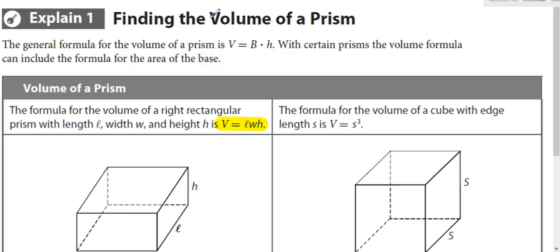Now, that was kind of specific to a rectangular prism. A little more general, no matter what the base is, if you find the area of that base times the height, that will be the volume of the prism. So it's the area of the base times the height. No matter what the base is, if it's a triangle, find the area of the triangle times the height, that will give you the volume of the prism.